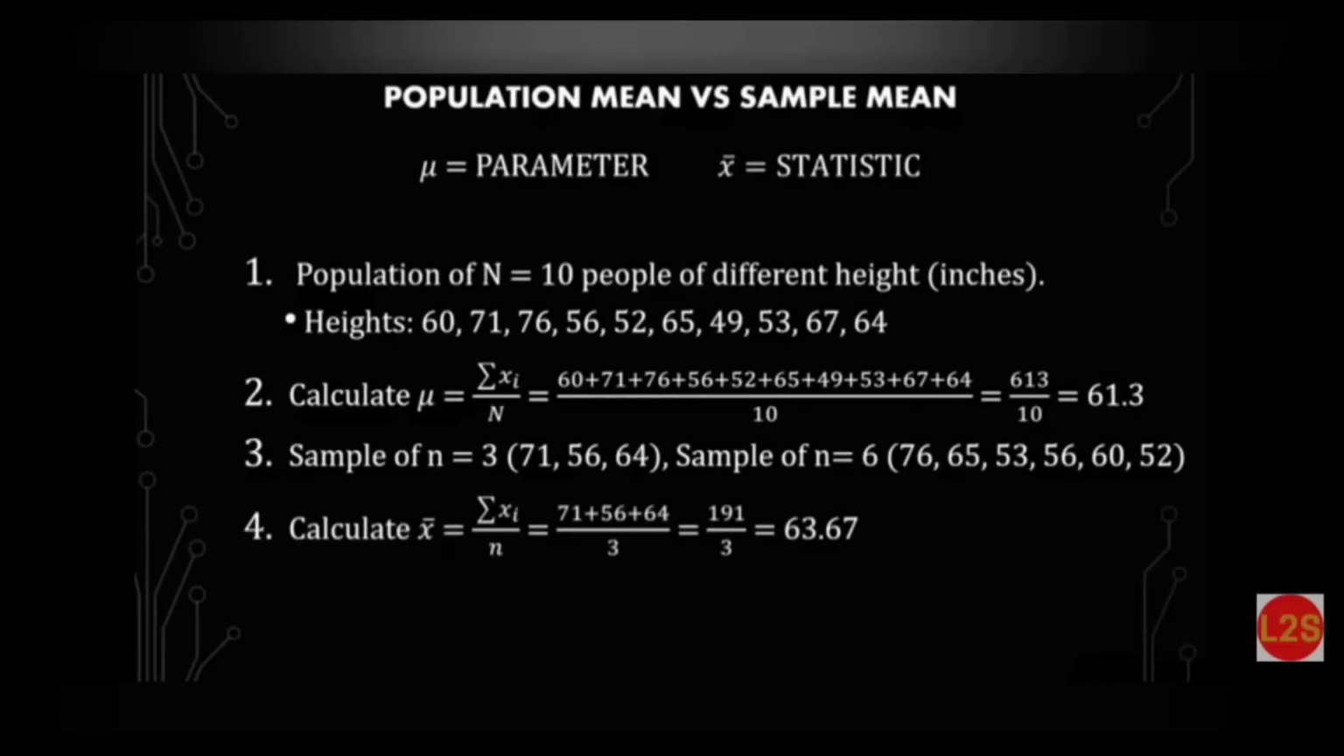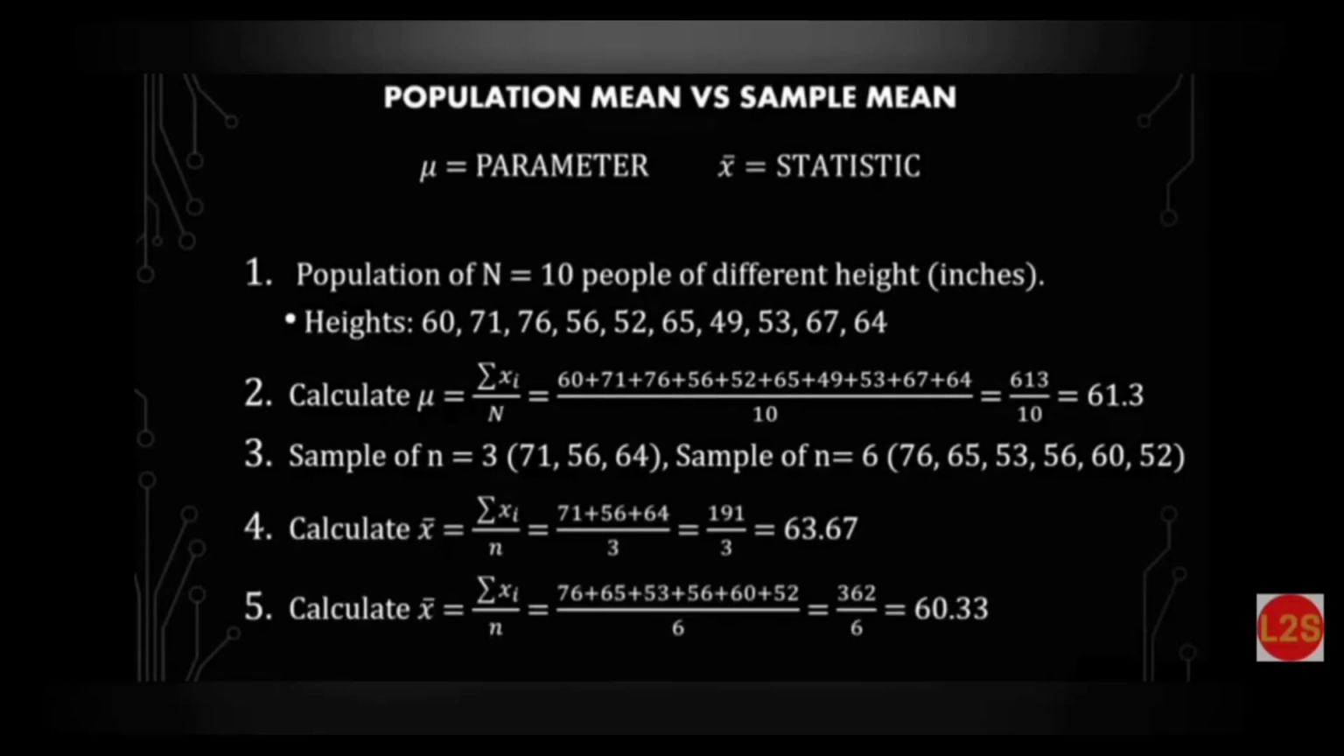And so that's exactly what we'll do, we'll increase the sample size. So we have X bar equals the summation of Xi over n, and n in this case is 6. From that 6, 76 plus 65 plus 53 plus 56 plus 60 plus 52 gives you 362 over 6, or 60.33 rounded. So in this case, even though it's below what the parameter is, it's closer to the approximation of it. And that's typically what happens when you increase the sample size.